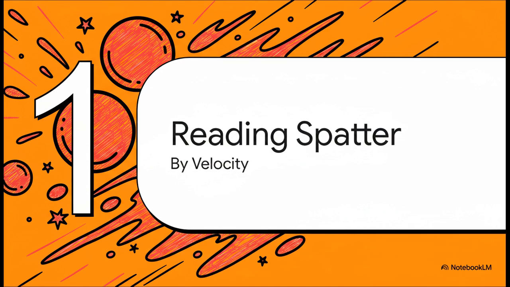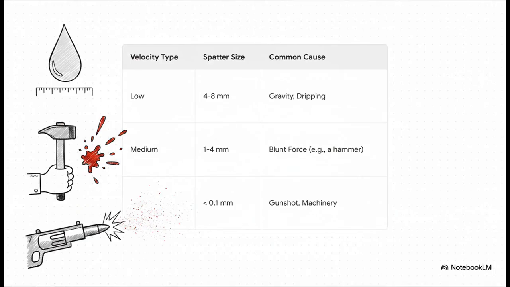The first, most fundamental principle of BPA is all about understanding velocity. See, the speed at which blood travels when it leaves its source totally changes the pattern it creates when it hits a surface. Now, what's so fascinating here is how this basically breaks down violence into pure physics. Investigators have three main categories for spatter. You've got low velocity, which is pretty much just gravity doing its thing. Then there's medium velocity, which might be from a swing or a blow. And then you have high velocity, and yeah, that's from some extreme energy, like a gunshot. The key thing to remember is the size of the stain is a direct clue to the speed.